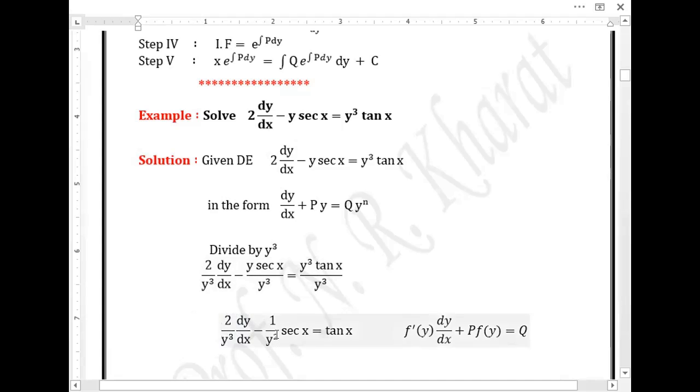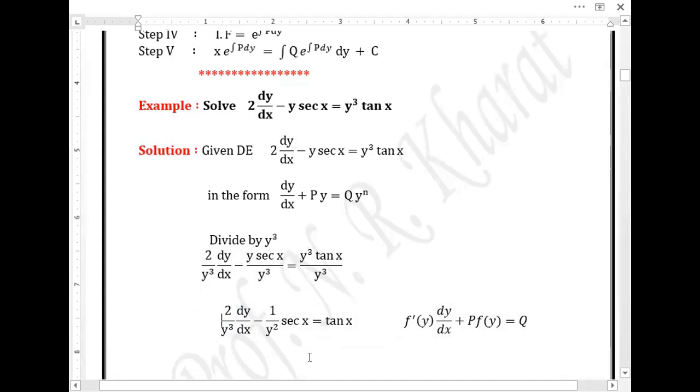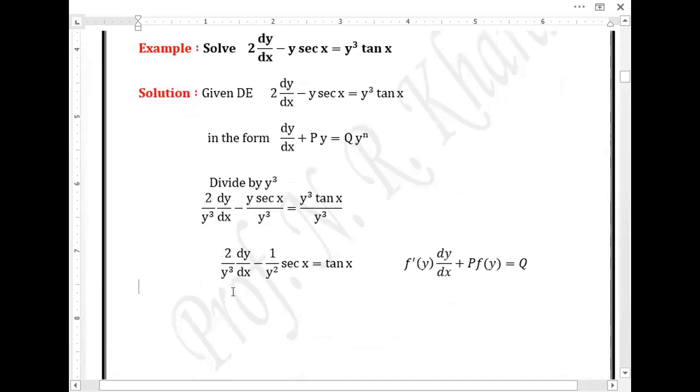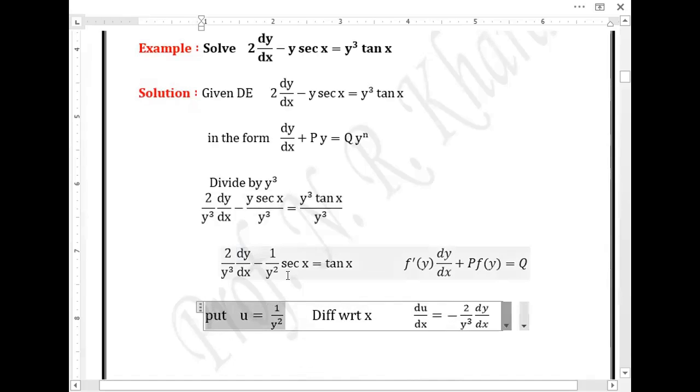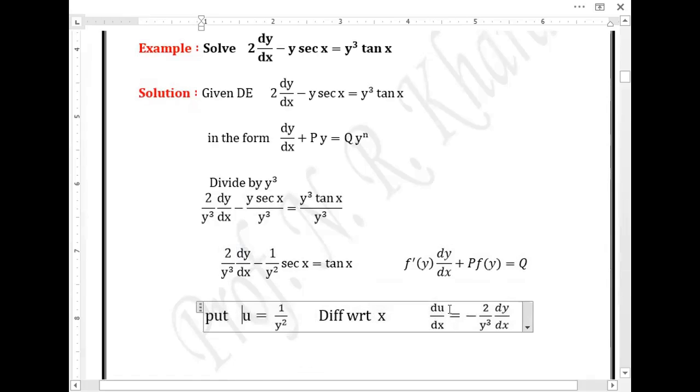Then we put the value of minus 1 upon y square, or simply 1 upon y square, equal to u. Then differentiating this with respect to x, the derivative of u is du by dx, and the derivative of 1 upon y square is minus 2 upon y cube, and the derivative of y is dy by dx. So we have to convert the Bernoulli's differential equation to type number 3.